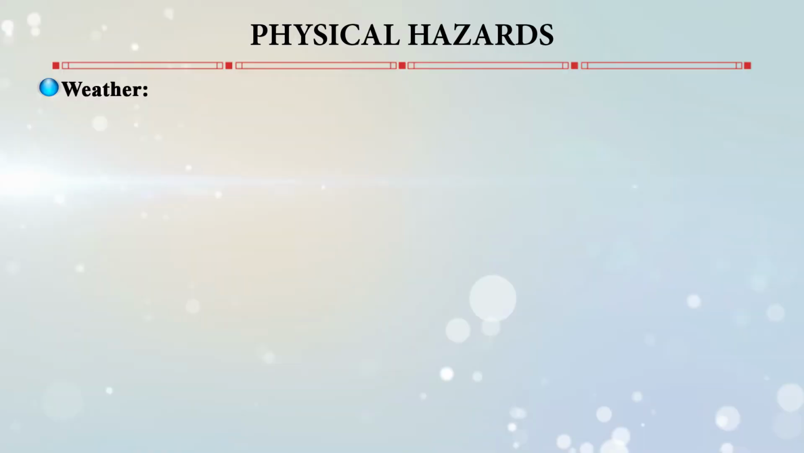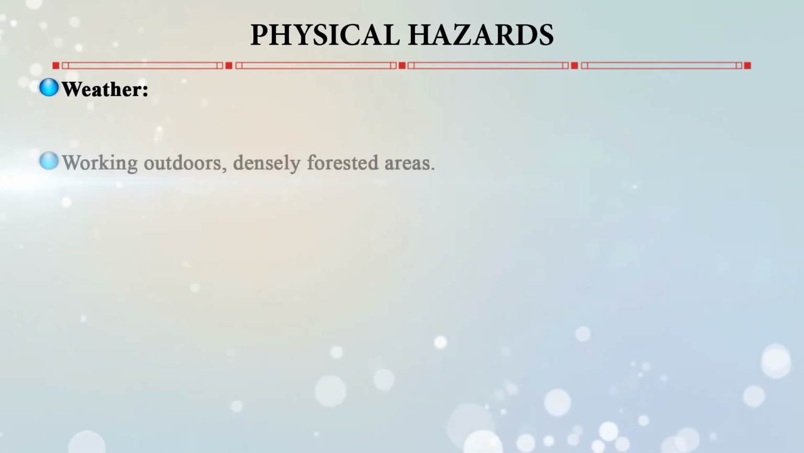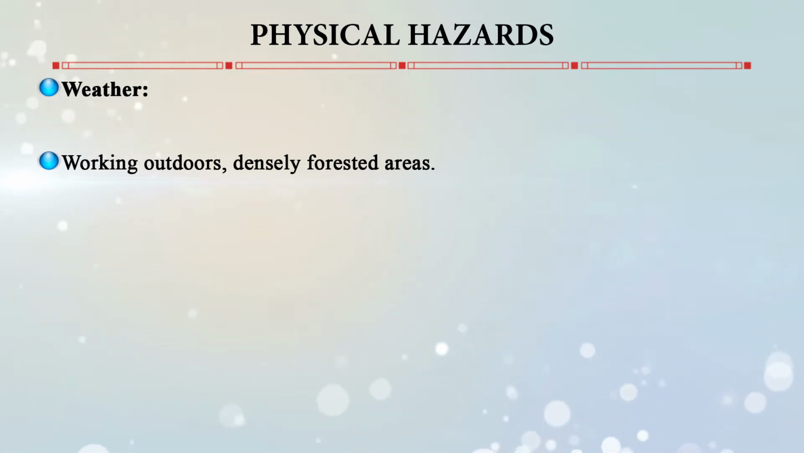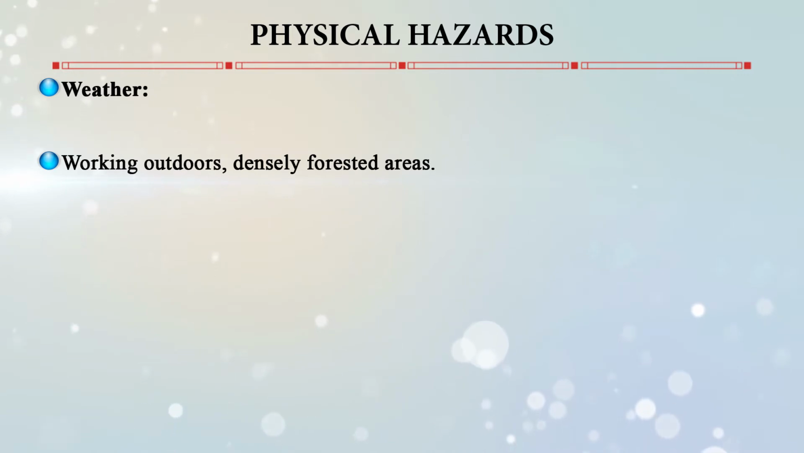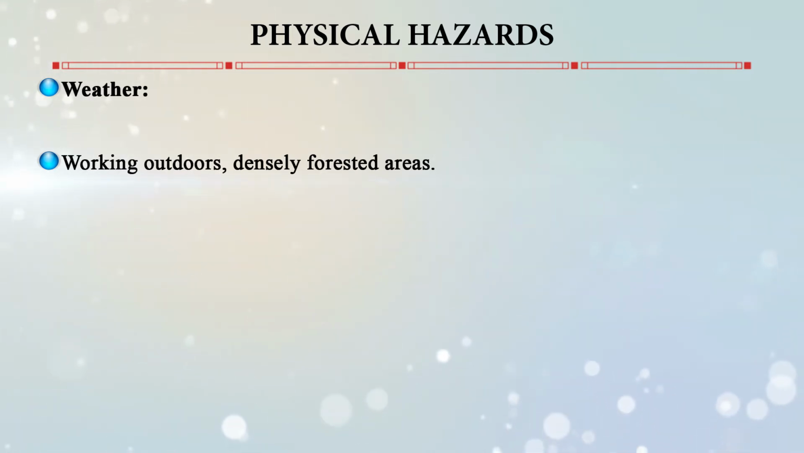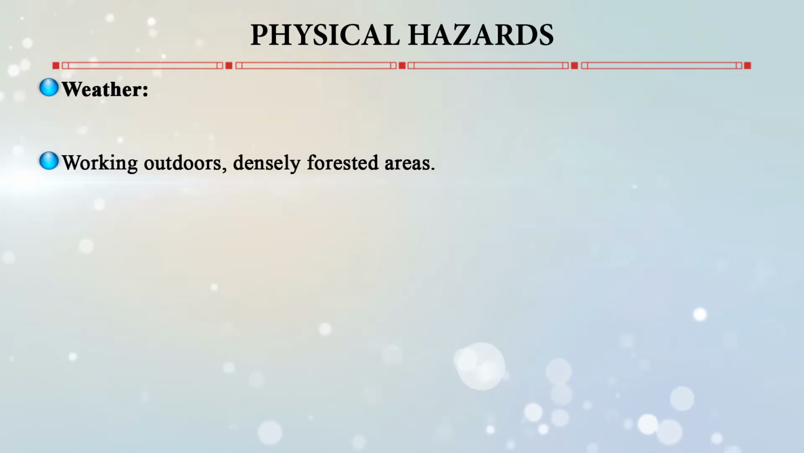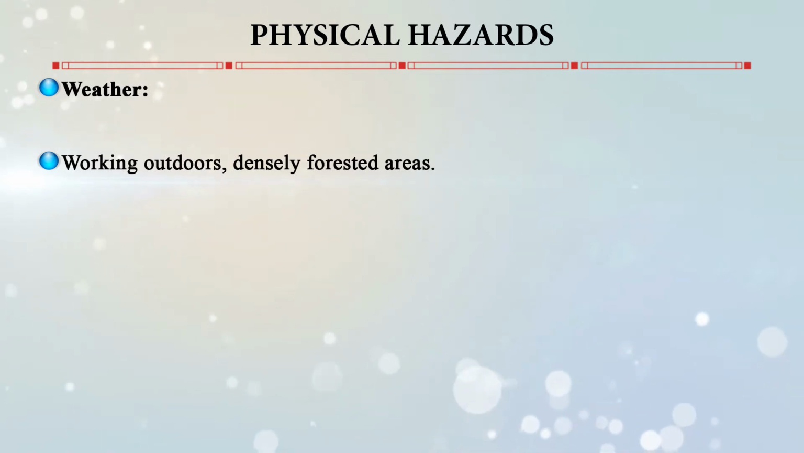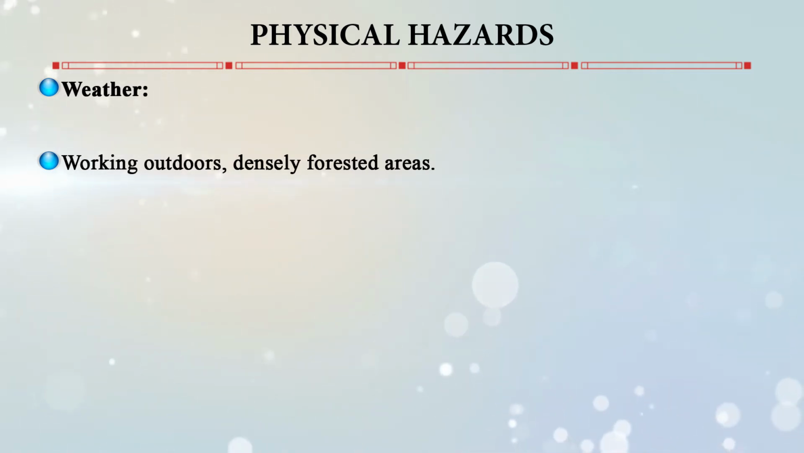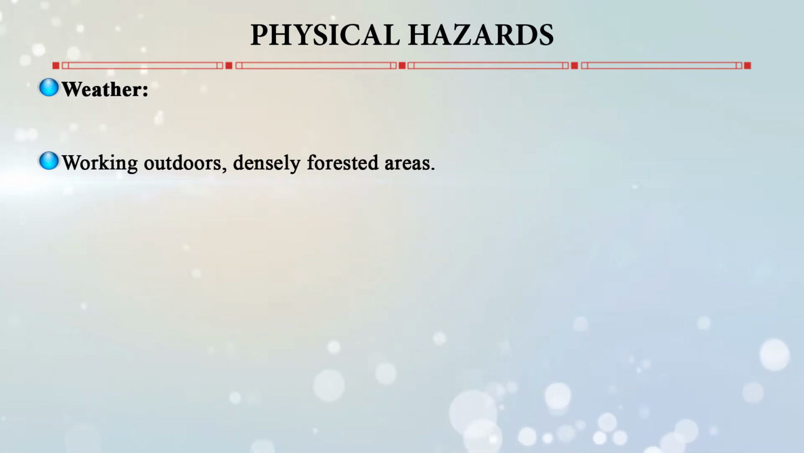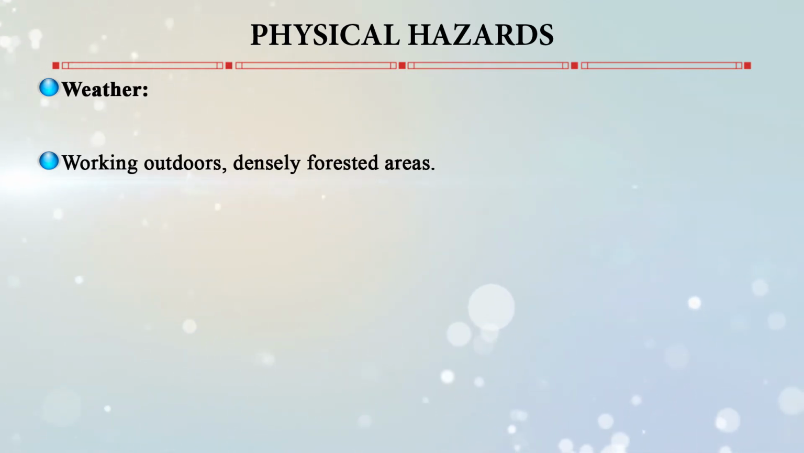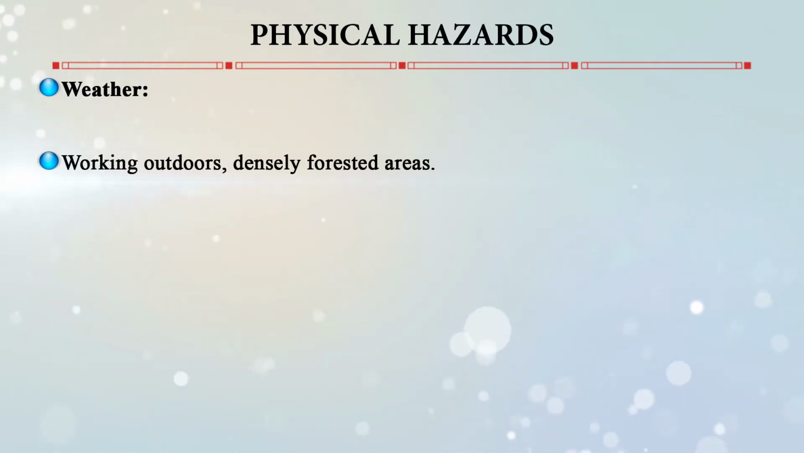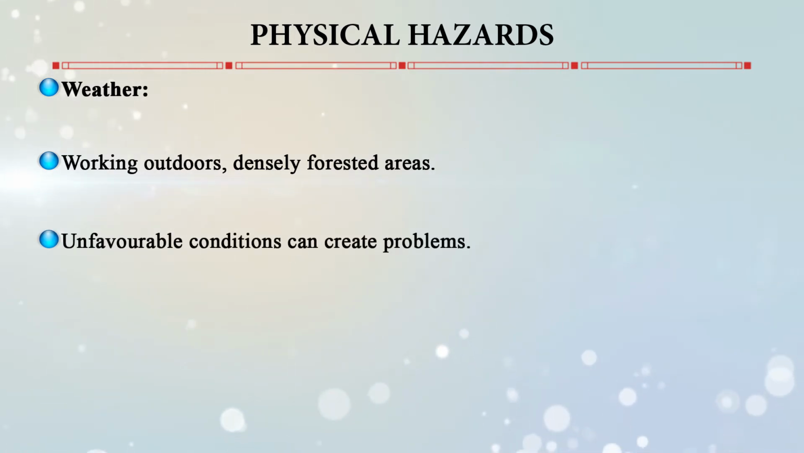So physical hazards. Here we first come to weather. They work outdoors, and these can be densely forested areas. When I say densely forested areas, the trees are close to each other, there is a thick canopy surrounding them, and workers may be exposed to wild animals roaming there. You can have jungle cats, elephants, jackals, wild dogs, wolves. So many things are over there, in addition to all other organisms from the kingdom Animalia. Unfavorable conditions can also create certain problems.